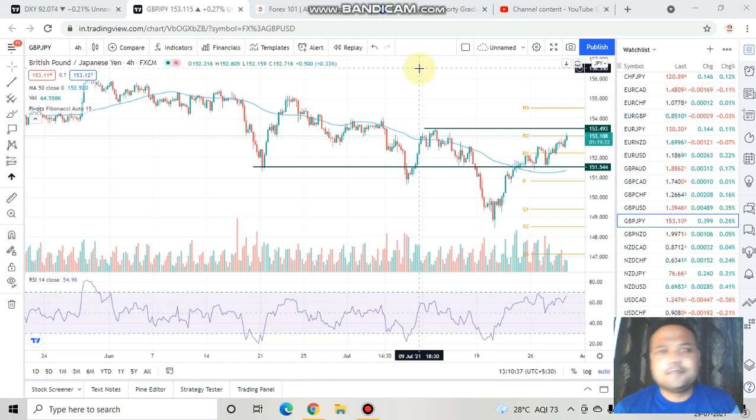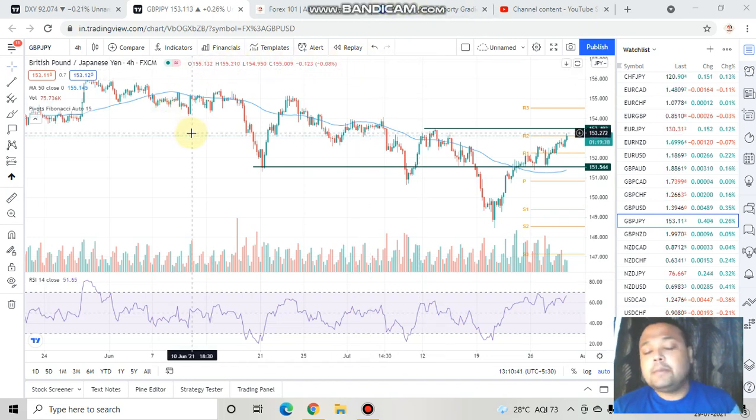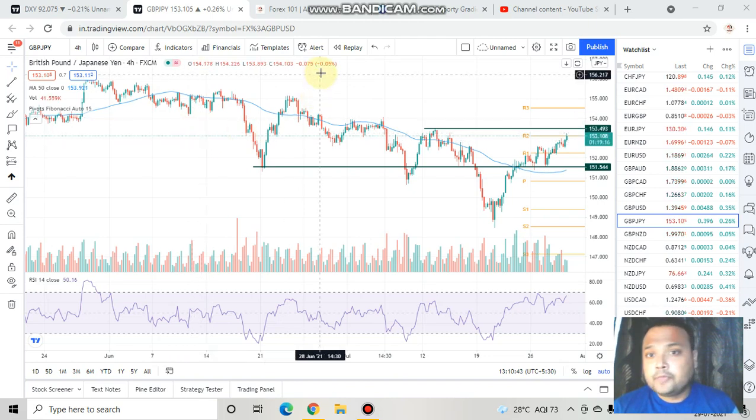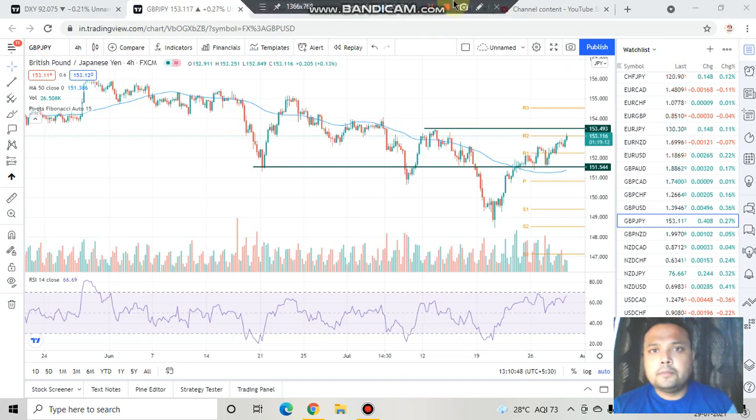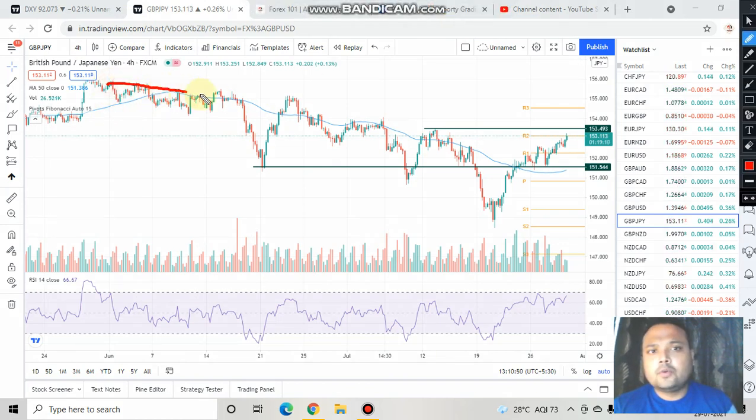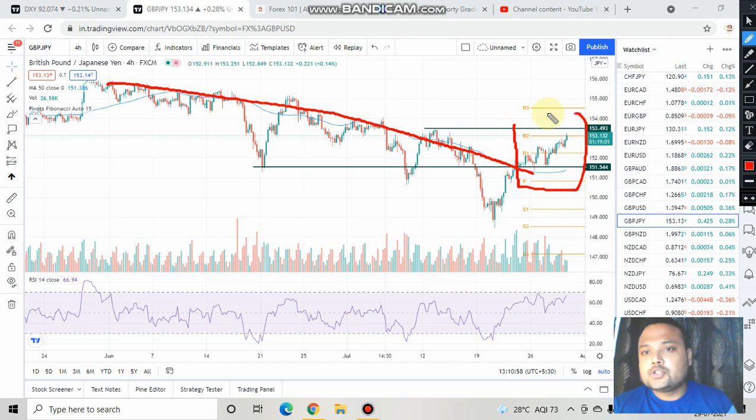So let's get started. This is the 4-hour chart of GBPJPY, British Pound, Japanese Yen in front of us right now. As we all know, this chart was in downtrend. The market was in downtrend for quite some time, and at this particular portion, it broke the resistance, and right now we can see that the market is going up.